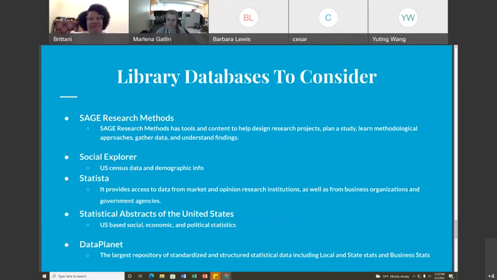I didn't really talk about that, but you are also able to use someone else's data collection in your original research project. So that's what some of these latter databases will give you. Things like Statista here provides data about market and opinion research, as well as things from business organizations and government agencies. There are statistical abstracts of the US, which is mostly US-based social, economic, and political statistics. And then Data Planet, I actually haven't had as much of a chance to play around with, but if you are a data junkie or need data sets, I highly suggest going there.